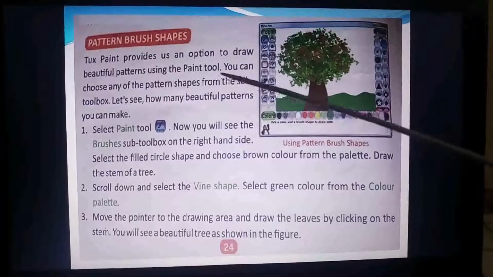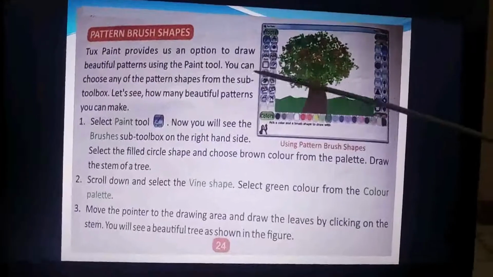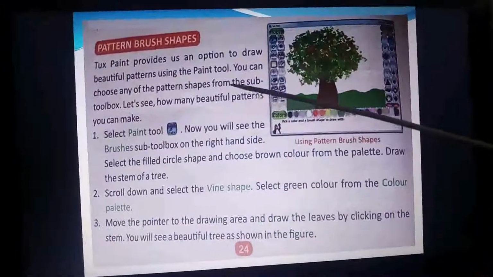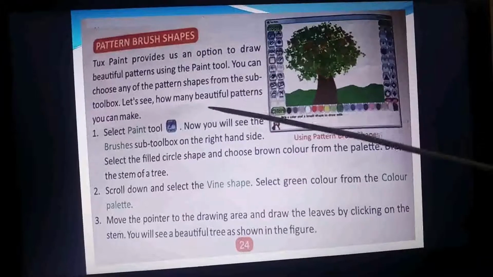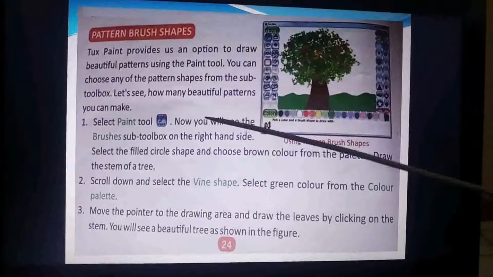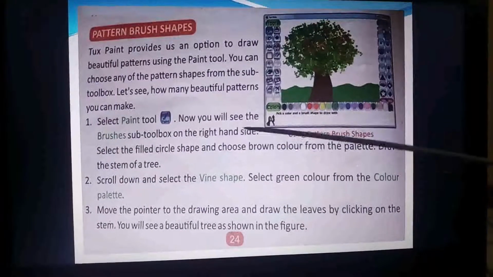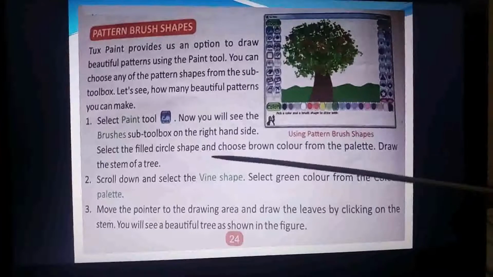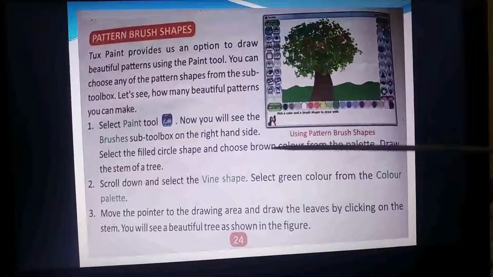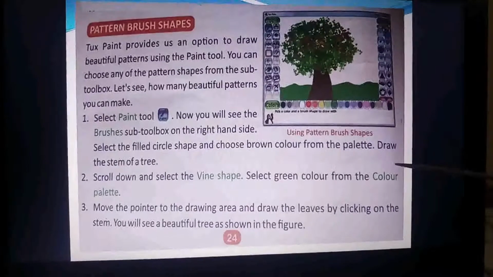Now, pattern brush shapes. TuxPaint provides us an option to draw beautiful patterns using the paint tool. You can choose any of the pattern shapes from the sub-tool box. Let's see how many beautiful patterns you can make. Select the paint tool. Now you will see the brush sub-tool box on the right hand side. Select the filled circle shape and choose brown color from the palette.